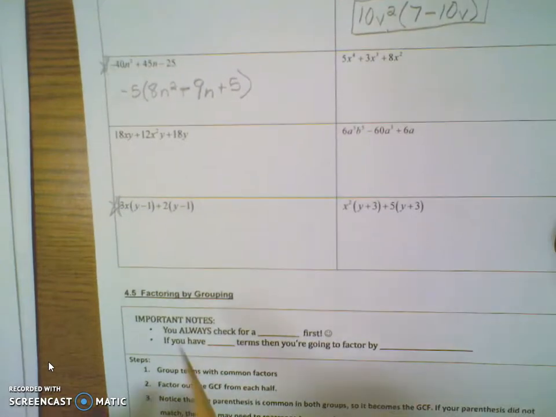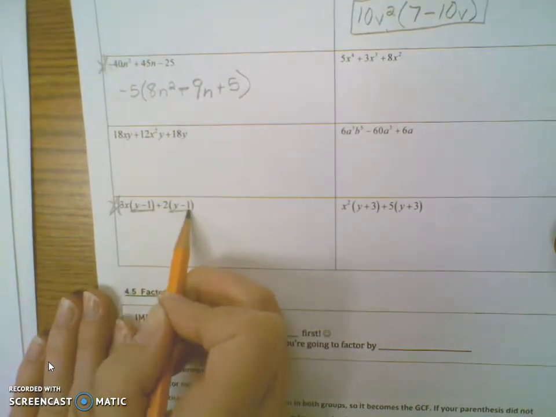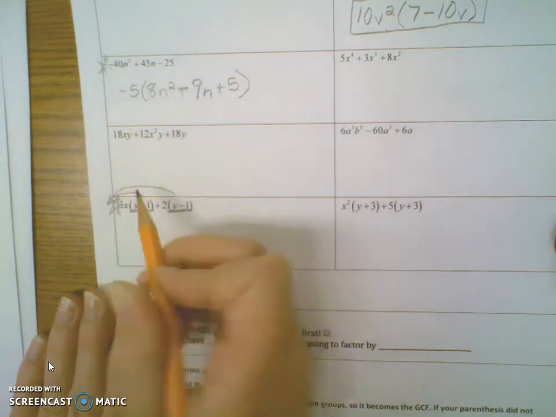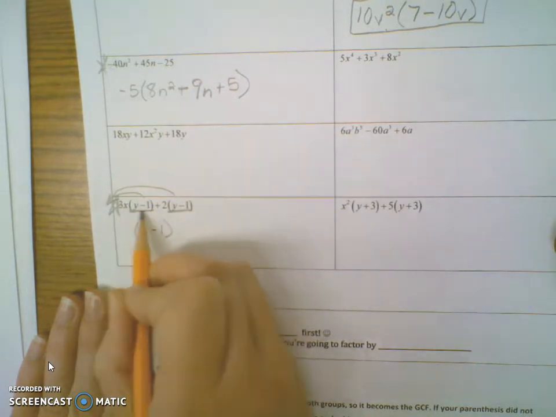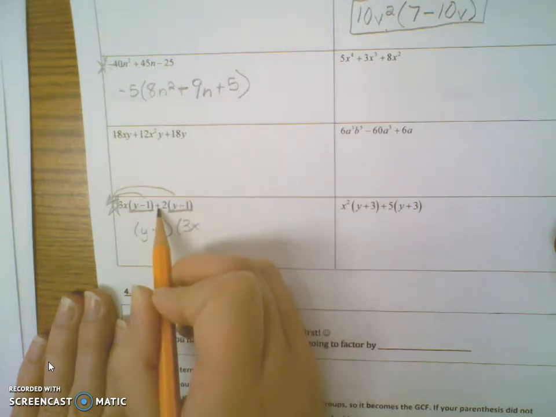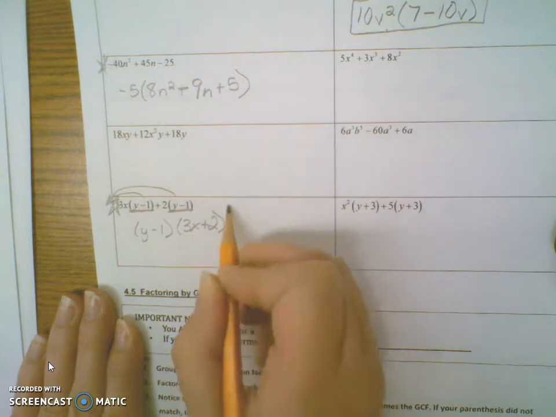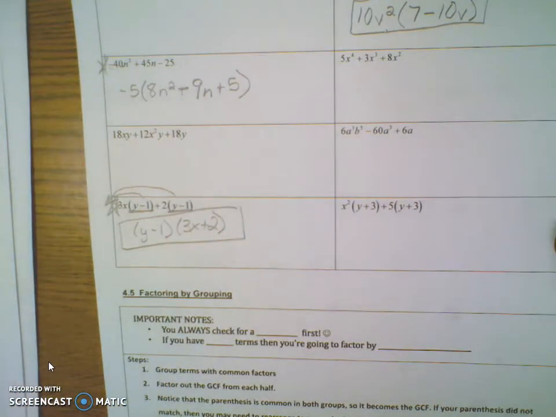Okay, one more. This one looks a little weird. This time, here's my GCF. It's in parentheses, so I'm going to take that out, y minus 1. If I divide this term by y minus 1, I get 3x. And if I divide this term by y minus 1, I get 2. And so that's my factored polynomial on that one.